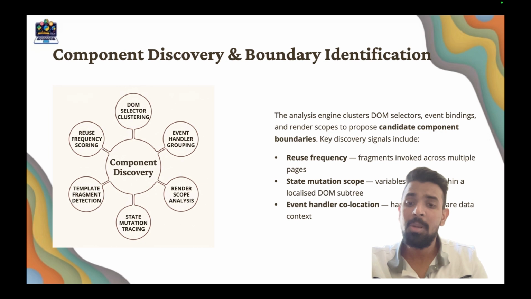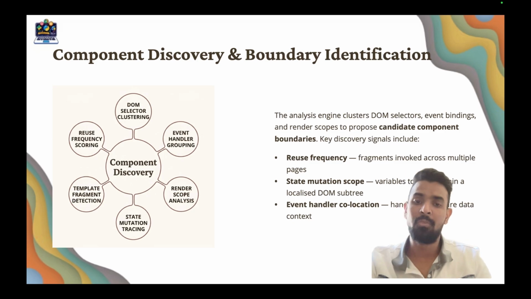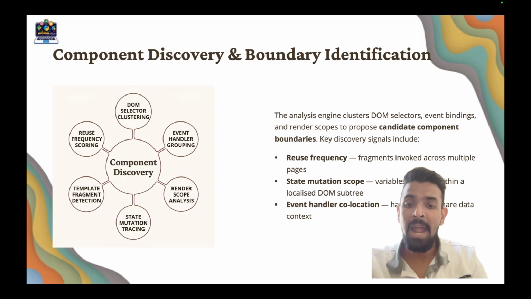Features were added over many years, often by different teams, making the application highly interconnected. To identify logical components, the analysis engine looks at three key signals. Reuse frequency, which is, is the same UI used across multiple pages? State mutation scope, which is, which variable affects a specific part of the interface? And event handler co-location, which functions consistently work together. Rather than relying on outdated documentation, AI learns directly from how the application behaves.